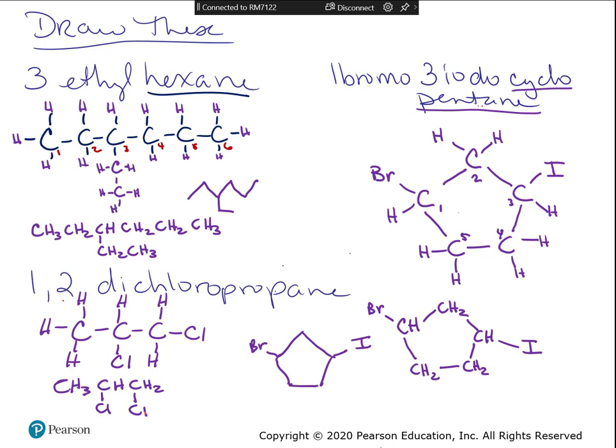So non-hydrogen groups, typically you put below or above. You don't usually put them on the end just because you end up with an H on the end. So you usually hang them down or put them up. I mean, technically it wouldn't be wrong if you stuck it off at the end.